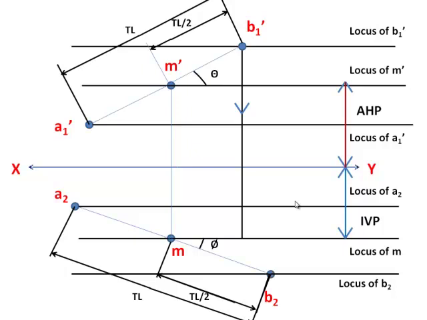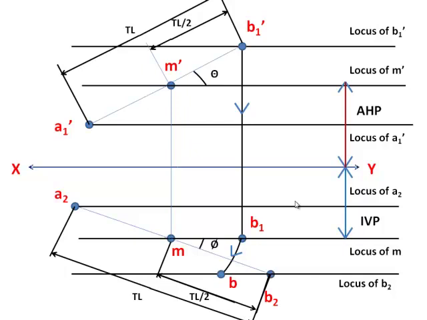From where? Wait. Okay, one more point I will tell you, then you will understand. This point is nothing but B1. Is it clear? Now you tell me. M as center, MB1 as radius, cut an arc to locus of B2. Is it clear? Again I am repeating, listen. From B1 dash, draw a vertical line up to locus of M. Okay. Now that point is B1. M as center, MB1 as radius, draw an arc to cut the locus of B2. That point is your B.